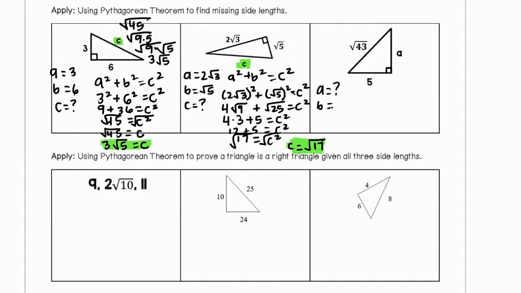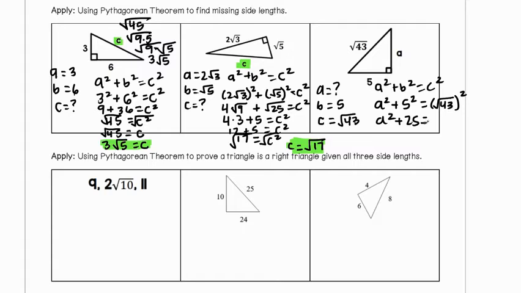We know the other side is 5 for our other leg, and our c value is given to us this time as root 43. So we still use our Pythagorean theorem and fill in what we know, and then simplify. So we don't know a squared. We know 5 is b, so we'll square that, and then we'll set that equal to the square root of 43 squared. When we simplify this, we get a squared plus 25 equals the square root and the square are going to undo themselves, so we get 43 over here, 43.